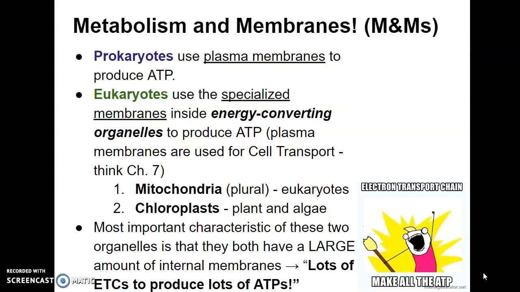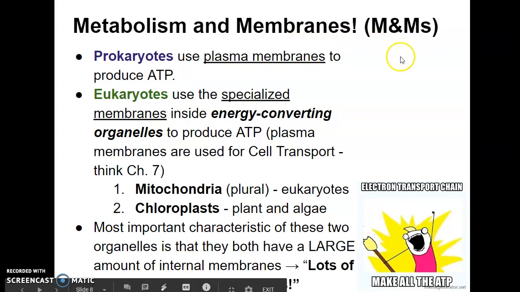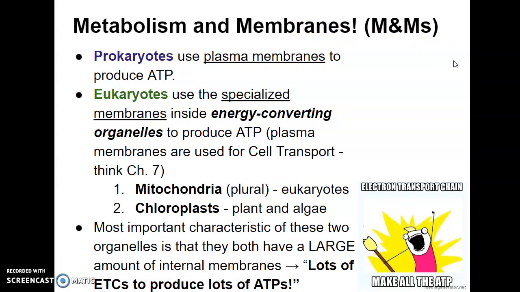So the first slide here we have is metabolism and membranes, or M&Ms, and the reason why I have put metabolism and membranes together is to highlight the importance of a membrane to the metabolic pathways. In fact, the membranes of particular energy converting organelles, such as the mitochondria in eukaryotes and the chloroplasts in the plant and the algae, are the most important because that's where the majority of the ATP is being produced. So when we think of metabolism, always think of membranes.